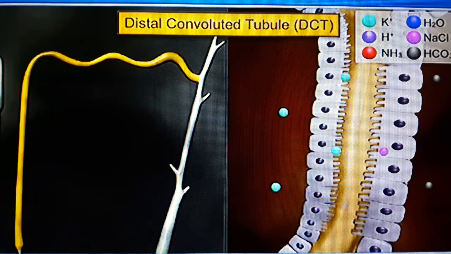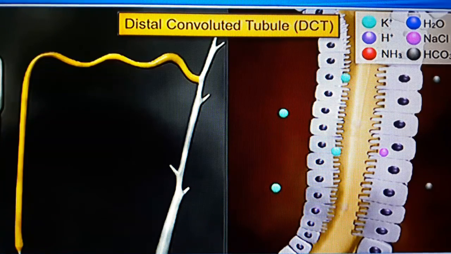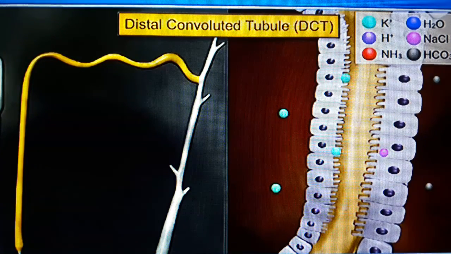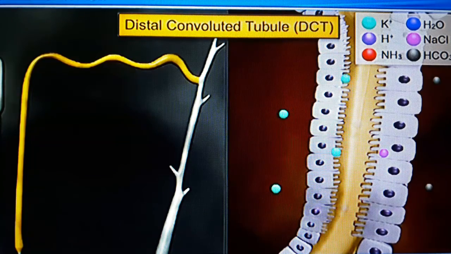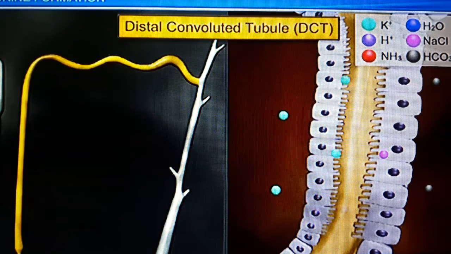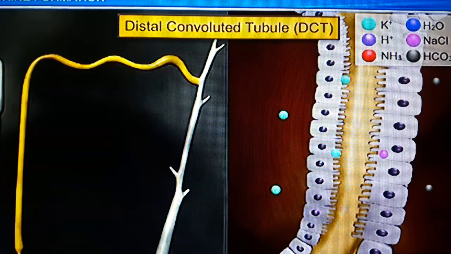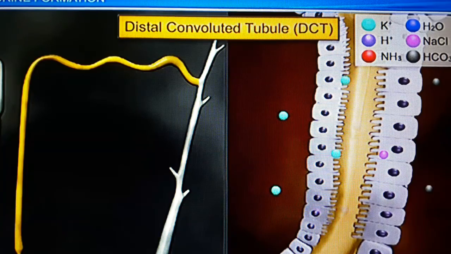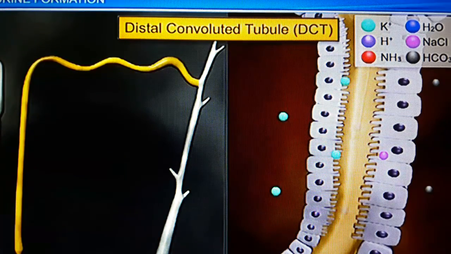So finally, urine is produced. As a result of all three mechanisms, ultrafiltration, selective reabsorption and tubular secretion, the kidney maintains a homeostatic steady state of the body fluids as a net effect of the above stated mechanisms. So finally, urine is formed.